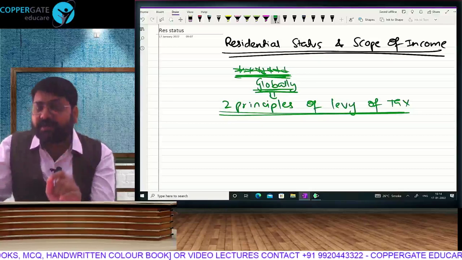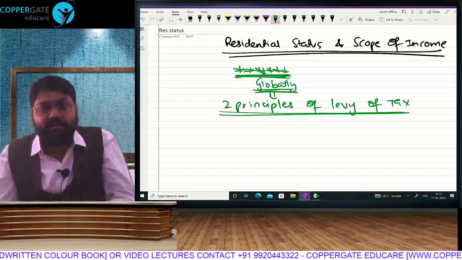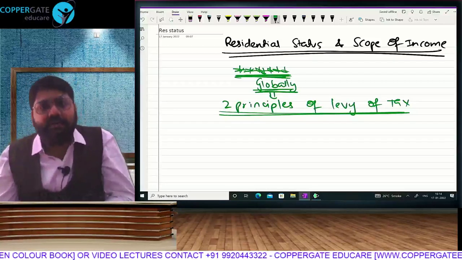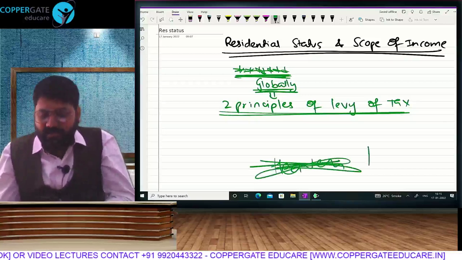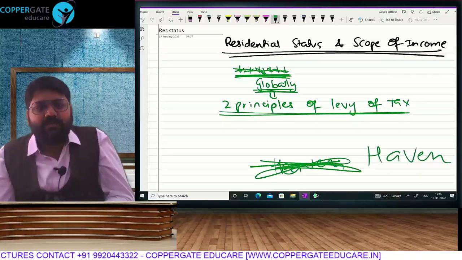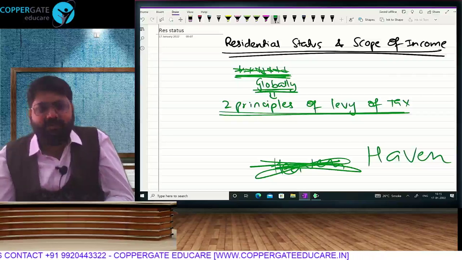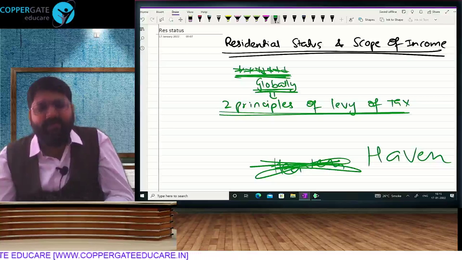There are some countries in the world which don't have any income tax. We call it a tax haven country. For example, the plus 971 students, Dubai. You said Dubai. UAE.